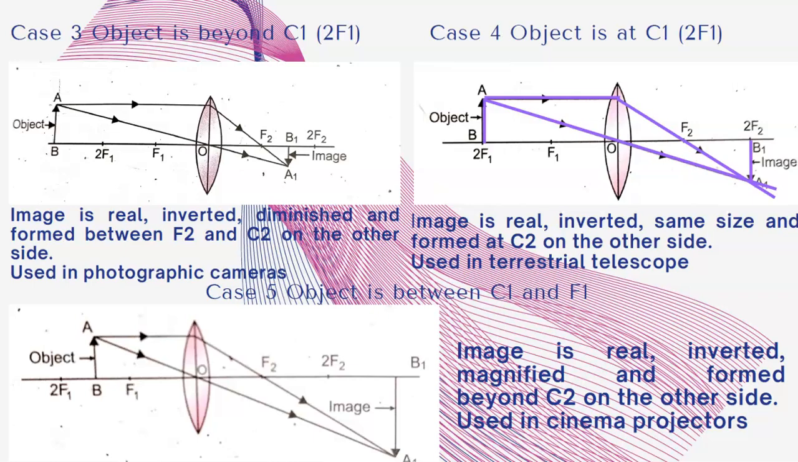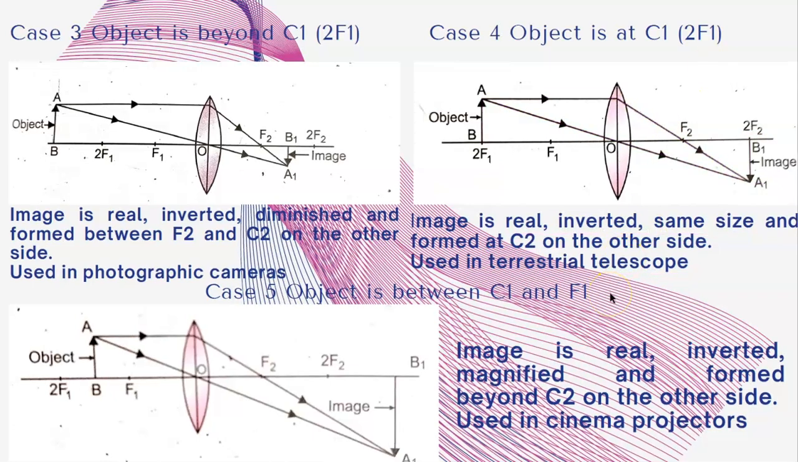This is a special case when the image is at 2f, object is at 2f1, it forms an image at 2f2. Remember, the image will be always same size as the object in this case. Again, image is formed on the right hand side. It is real. Since it is real, it is inverted. It is the same size as the object and it is formed at C2 on the other side of the lens. This case of the convex lens finds its use in a terrestrial telescope.